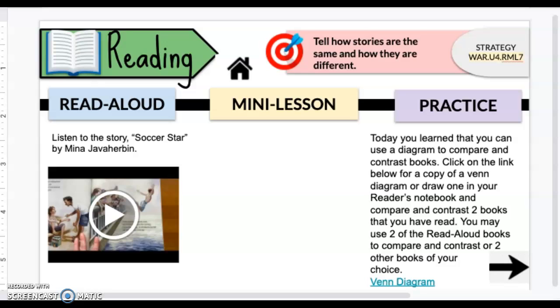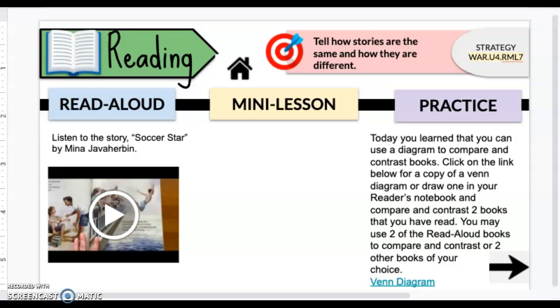Oftentimes, we read two stories, and when we read a story, it might remind us about another story. Today, you have listened to the story Soccer Star. Last Friday, we read Goal, the book Goal, and it was about soccer as well. So when I think about Soccer Star, it reminds me of that other book, Goal.